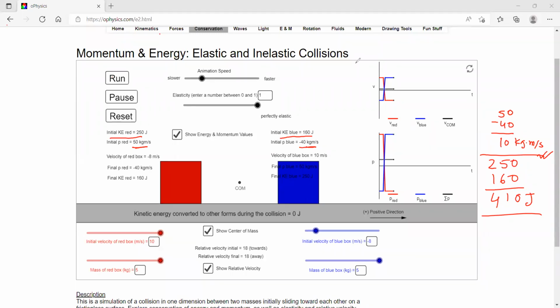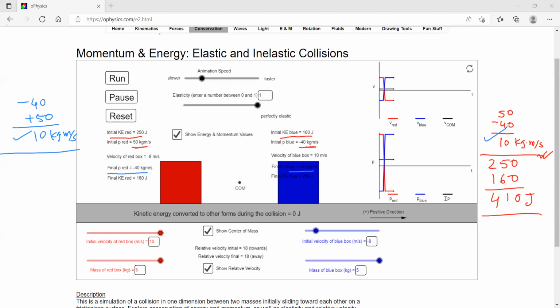let me use another color. After collision, the momentum for the red is -40, and the momentum for the blue is +50. Okay, so the total momentum is again +10 kilogram meter per second. So you see that tells us that momentum is conserved. So these and these are the same.